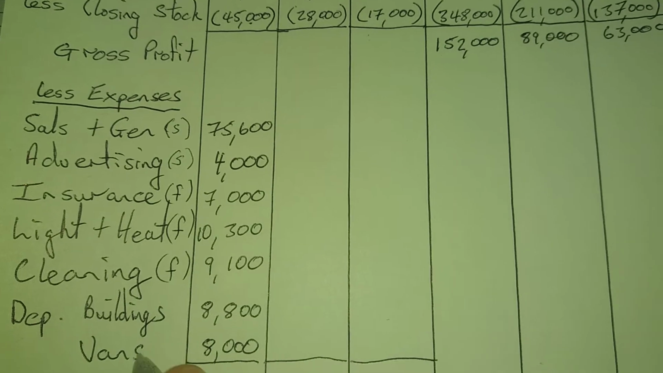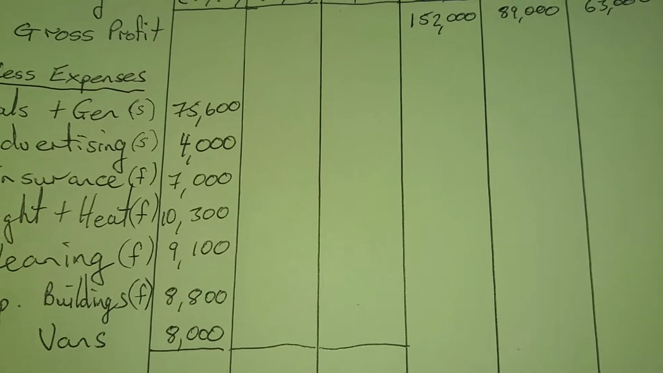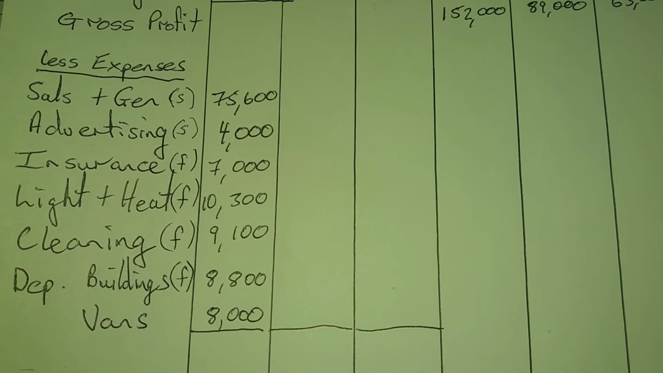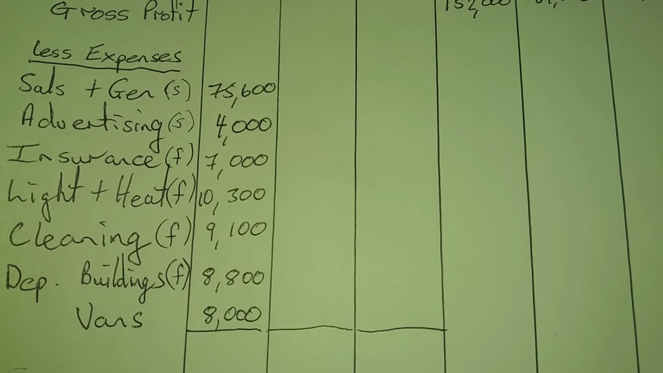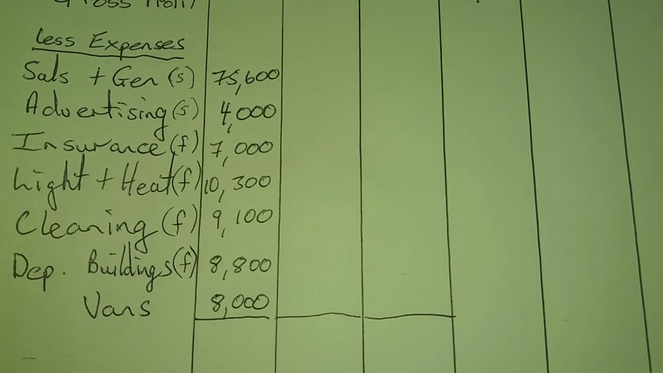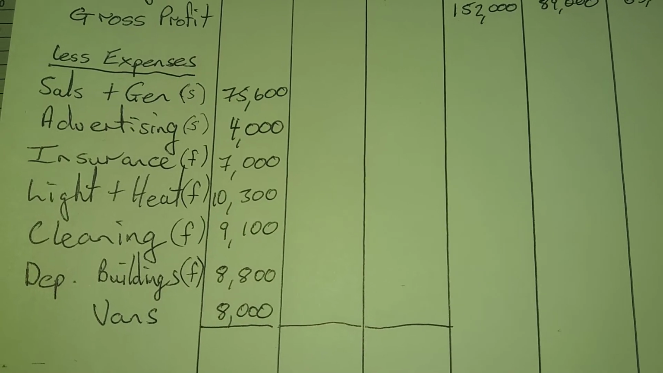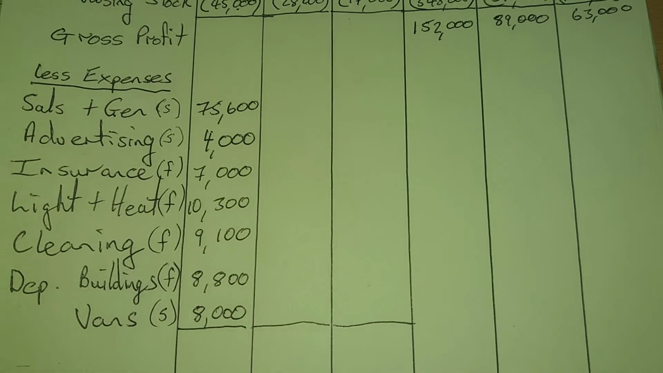Depreciation of buildings, well, the more of the building you're taking up, the more floor space you have, the more the depreciation should be charged to your expenses. And lastly, the vans. I put that in for short, they're delivery vans, it said. Delivery vans, you'd imagine, would be used more the more sales you're doing. So we'll divide that up on the basis of sales. So that's the first thing.